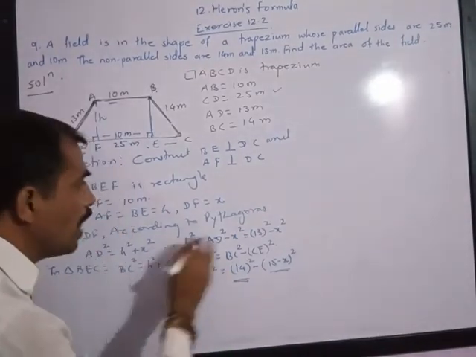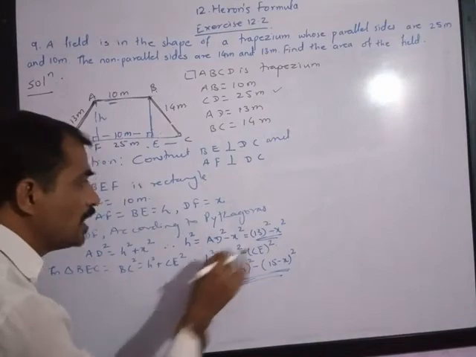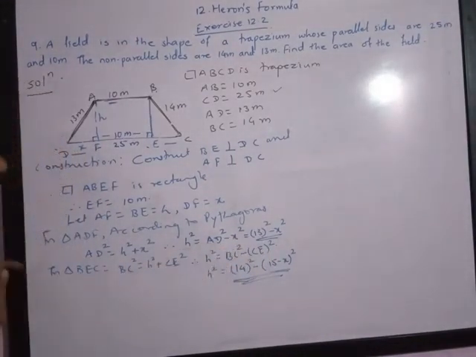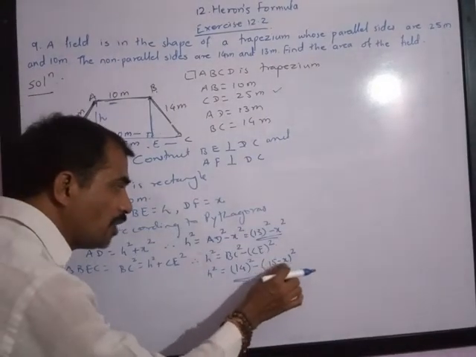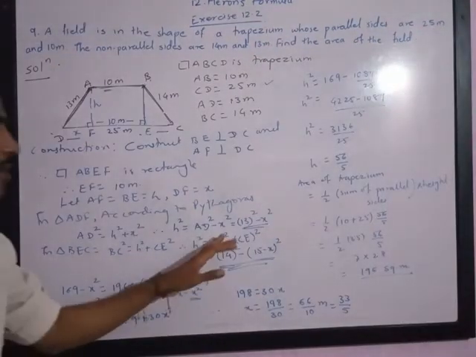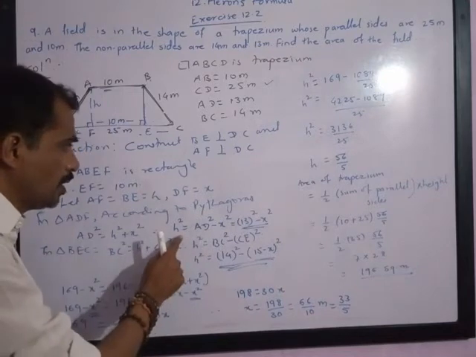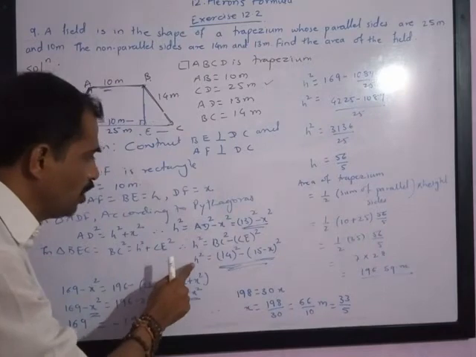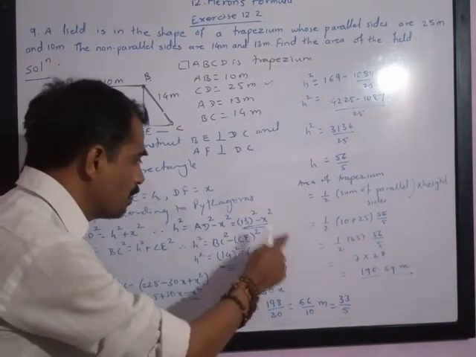Now I have got two values of h square. H square is equal to this and h square is equal to this. It means both the values must be equal. So I will get 13 square minus x square is equal to 14 square minus (15 minus x) square. Dear students, we will be solving this problem. Now let us see. We have got two values of h square. H square is equal to 13 square minus x square and another value is h square is equal to 14 square minus (15 minus x) square.